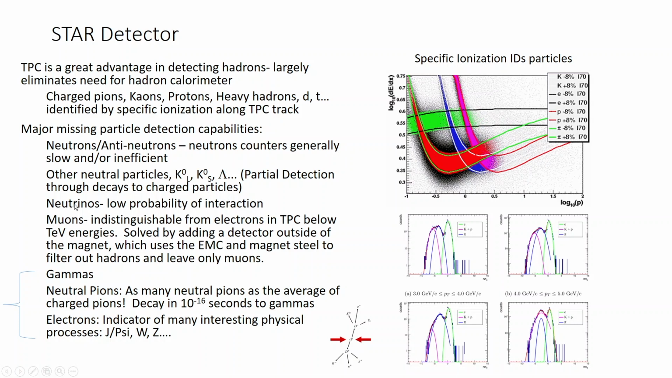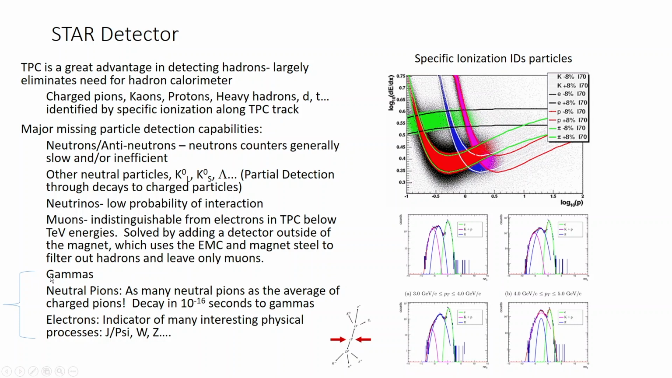Neutrinos have a notoriously low probability of interaction and therefore a low detection efficiency. Muons are indistinguishable from electrons in the TPC below TeV energies. Now, this has been solved by adding a detector outside of the magnet, which uses the EMC and magnet steel to filter out hadrons and leave only muons.